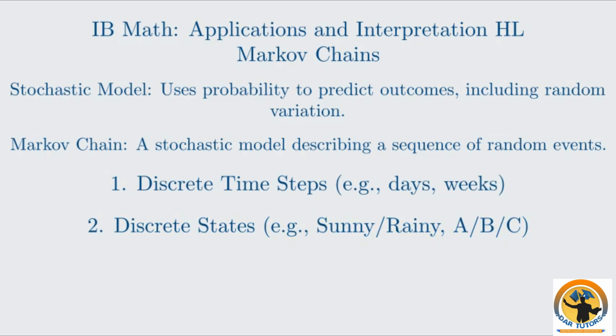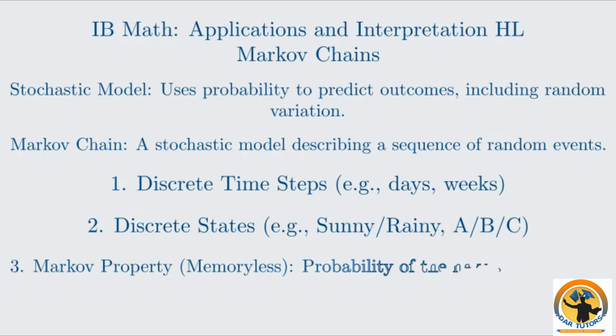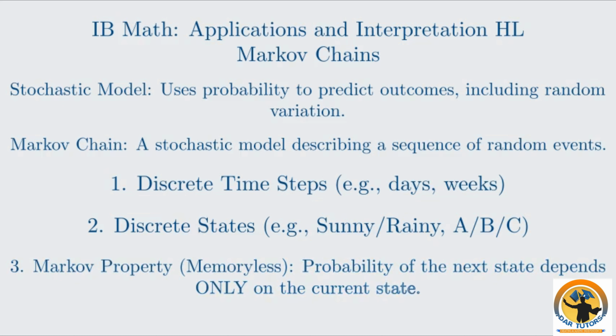And third, and most importantly, is the Markov or memoryless property. This property states that the probability of moving to a future state depends only on the current state, not on any of the states that came before it. In other words, the past history of the chain is irrelevant once the current state is known.